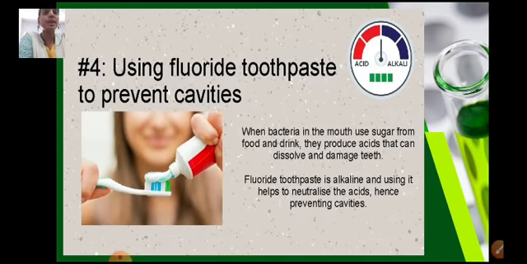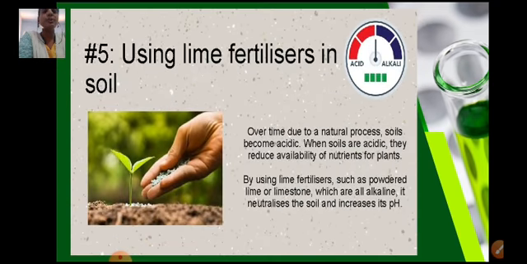Next is using fluoride toothpaste to prevent cavities. When bacteria in the mouth use sugar from food and drink, they produce acids. We all know this, we have studied in chapter 2. That can dissolve and damage teeth. Now since acids are produced, we can use an alkali to minimize the effect by a neutralization reaction. So cavities can be prevented if we use such toothpaste.